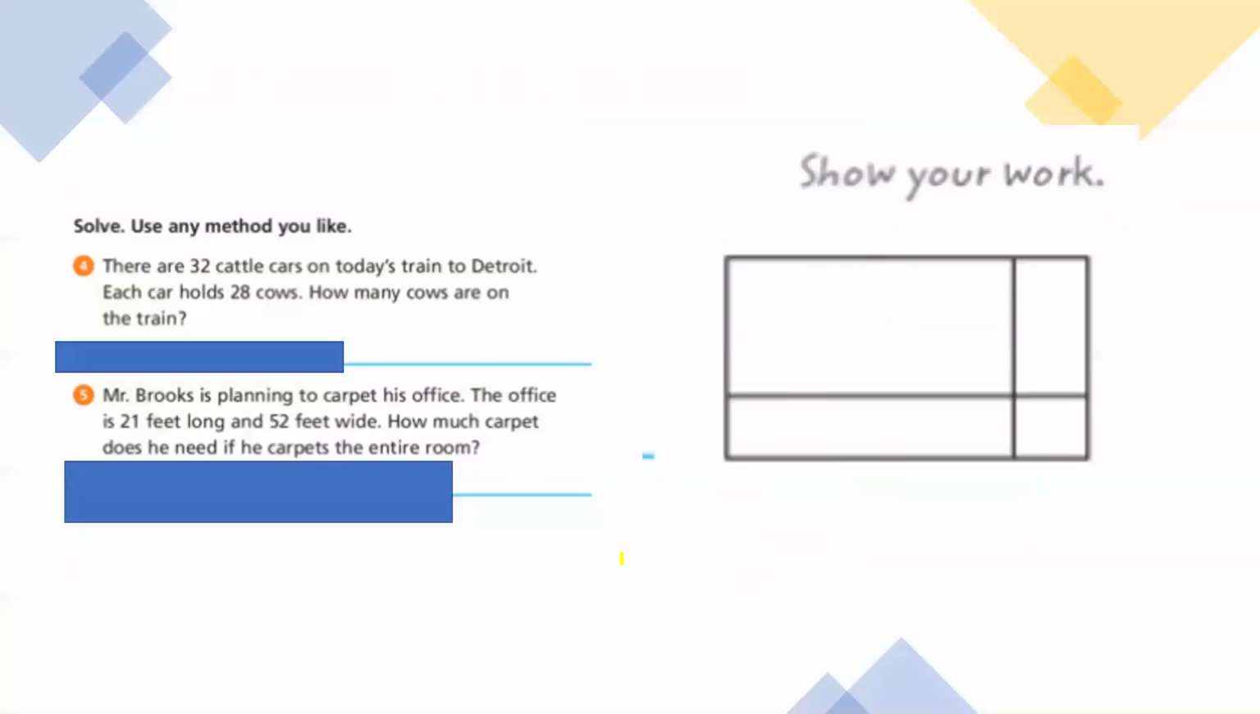All right, and then we're kind of already close to the end here. So let's look at 4. There are 32 cattle cars on today's train to Detroit. Each car holds 28 cows. So how many cows are on the train? Okay, so I think they actually give you 2 of these. So you're going to say, okay, let's do 32 on top. So the top would be 30 and 2, and the side would be 20 by 8, because we're multiplying 28 by 32. Right? So try this one on your own and then unpause it and see if you got it right.